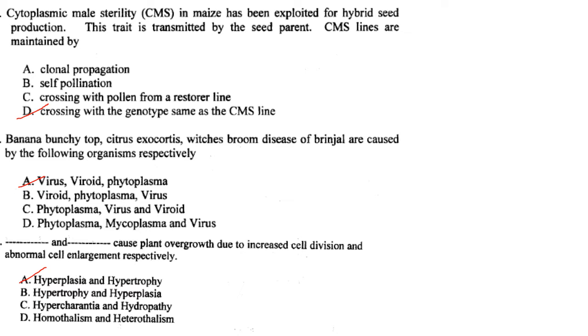So here they have asked for dash and dash cause plant overgrowth due to increased cell division and abnormal cell enlargement, respectively. So it is hyperplasia and hypertrophy. So hyperplasia, as I have told earlier, is the enlargement of plant tissue due to excessive increase in the number of plant cells produced, and hypertrophy is excessive growth due to enlargement of individual cells. So the answer is option A, that is hyperplasia and hypertrophy.